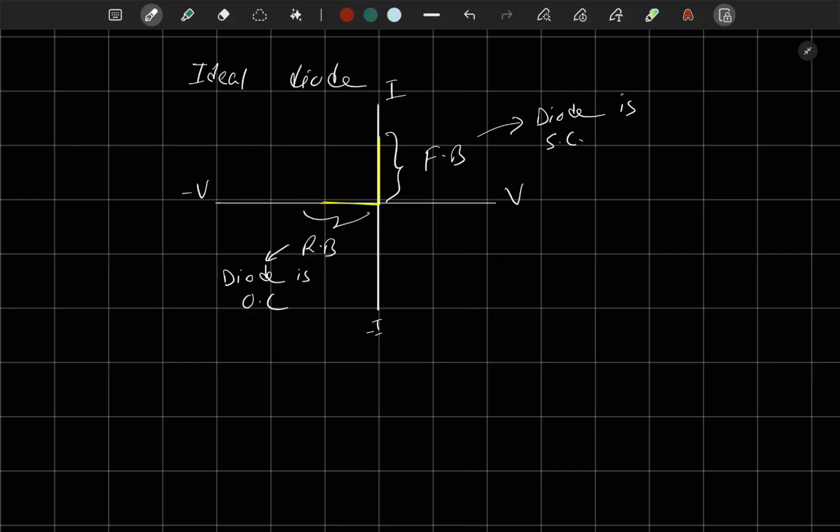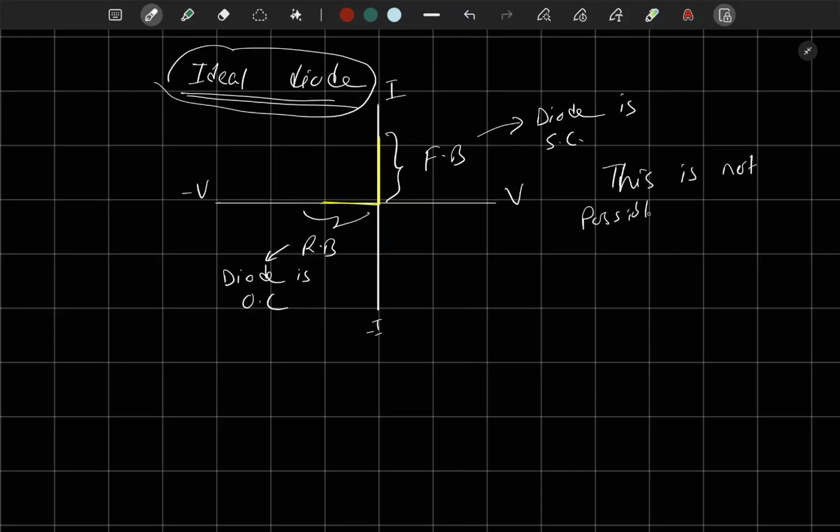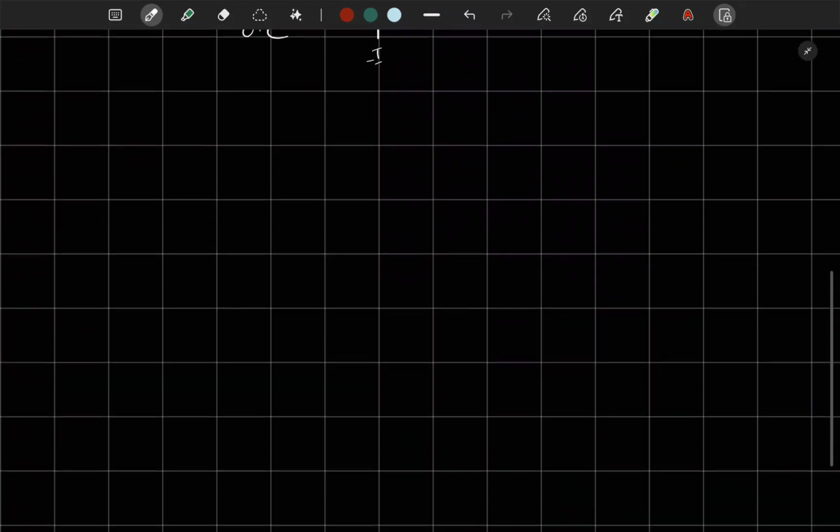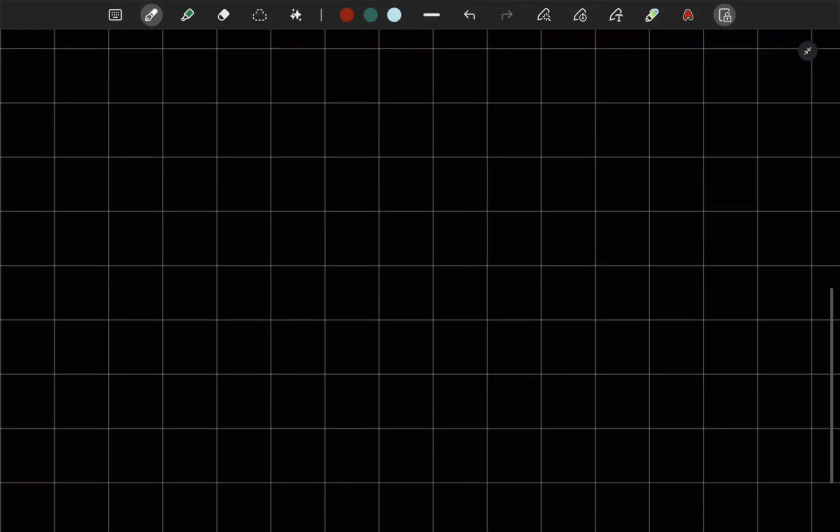Now this is the case for an ideal diode. Ideal diode in an imaginary world. This is not possible in the real world. Now why is it impossible? Because there are some variables and some losses which we will get to one by one.